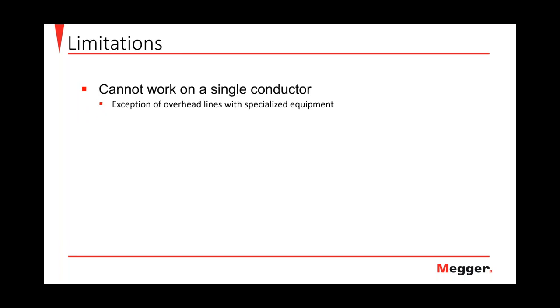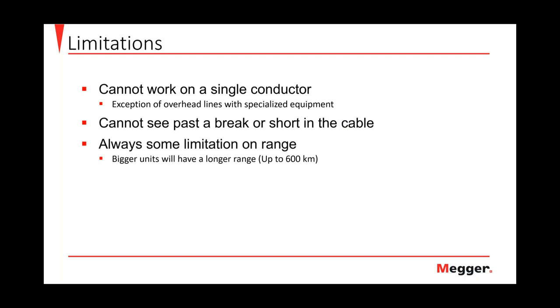It doesn't work on single conductors. Like we said, we need those parallel paths. We can't see past a break or a short in a cable. So if a cable has been dug into or damaged in some way, or if that center conductor had a fault and it blew apart, which is fairly common on aluminum conductors, that's as far as that TDR is going to be able to see.